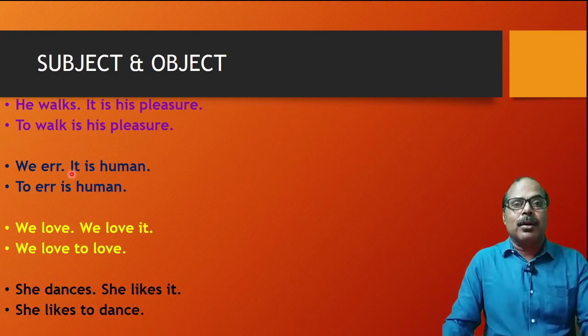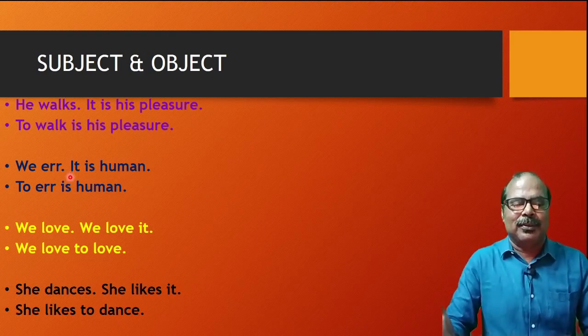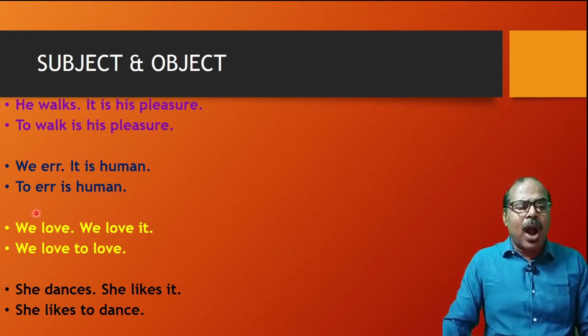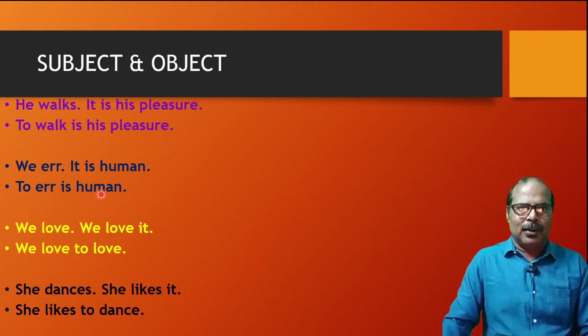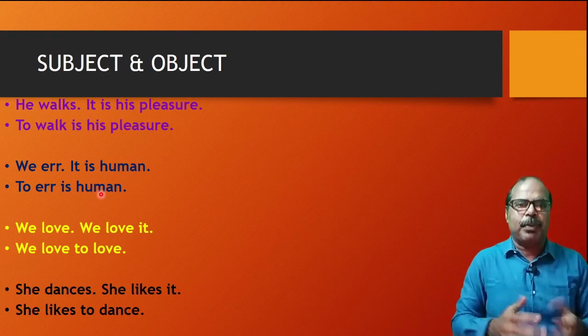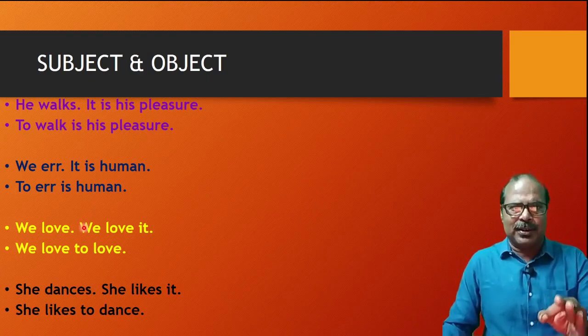We err, that means we make mistakes. We means human beings. It is human. To err is human. It is an oft quoted sentence, often said. Now let us see how infinitive can be used as object.